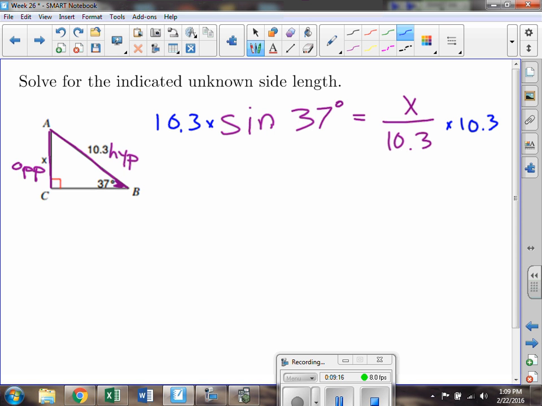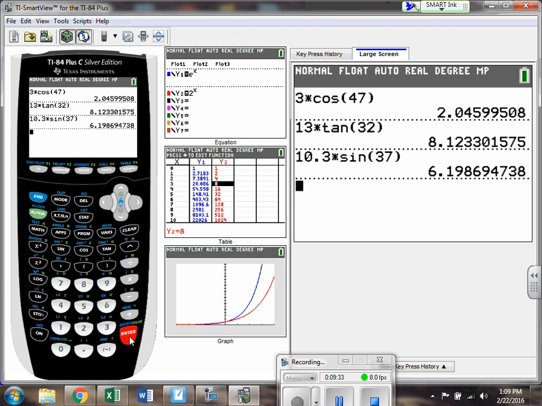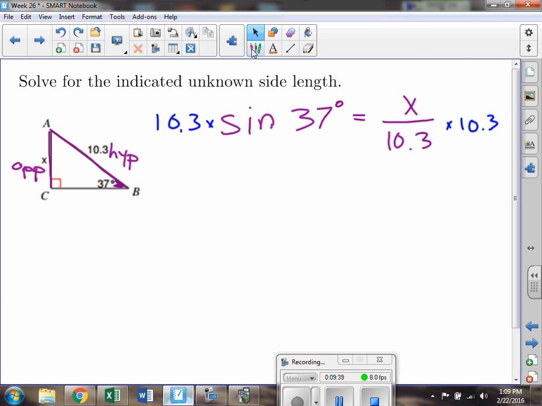And we've got our calculator work now. 10.3 multiplied by the sine of 37 degrees. X is approximately equal to 6.2. 6.19. The 9 tells us to round upwards, so we now have x equals 6.2, and we're done.